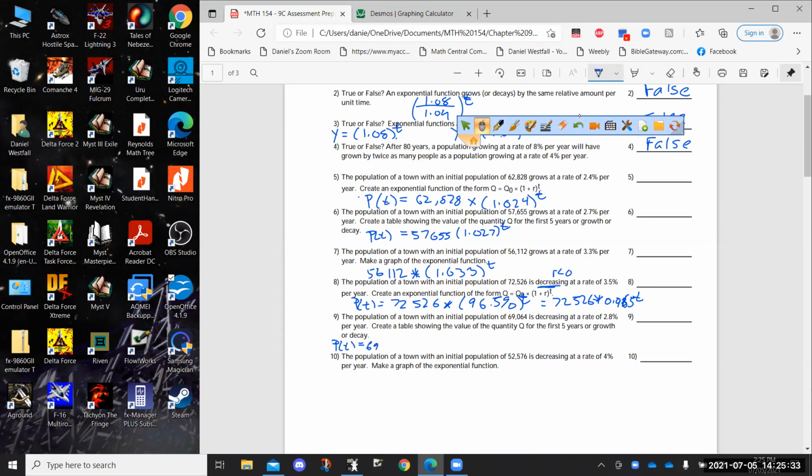This is 69,064 decreasing at a rate of 2.8%. So this is going to be times... So that gives me 97.2, and this is raised to the t. And they want the chart for the first 5 years again.